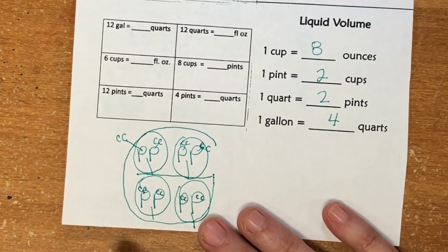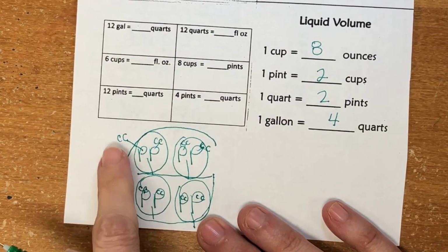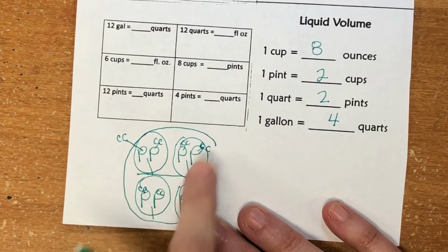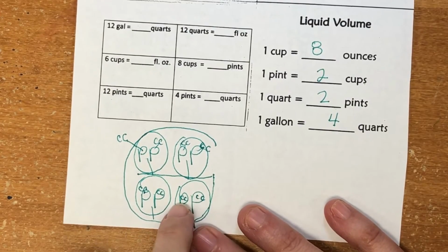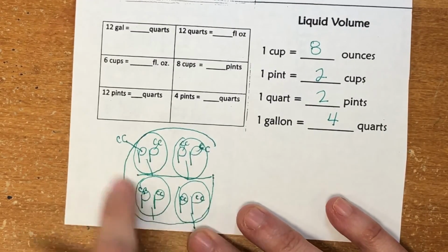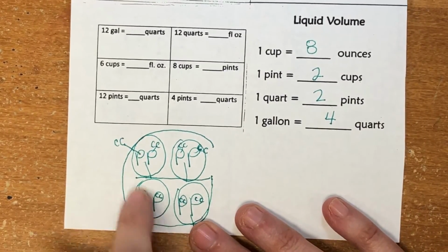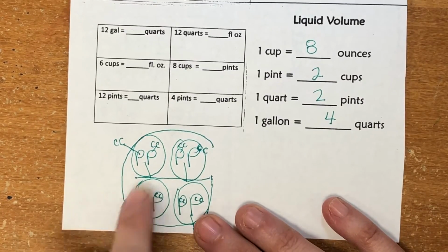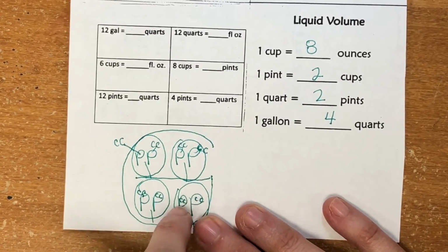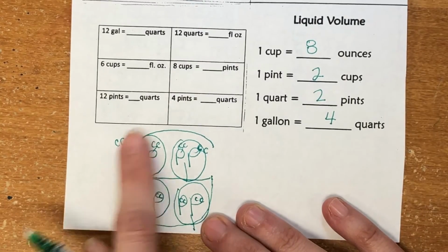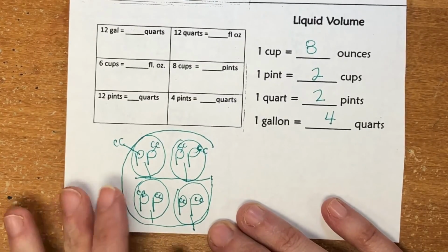So you can easily see, well, how many cups are in a gallon? You can count. 2, 4, 6, 8, 10, 12, 14, 16. There's 16 cups in a gallon. There's 4 quarts in a gallon. There's 1, 2, 3, 4, 5, 6, 7, 8 pints in a gallon. So you can easily see that.